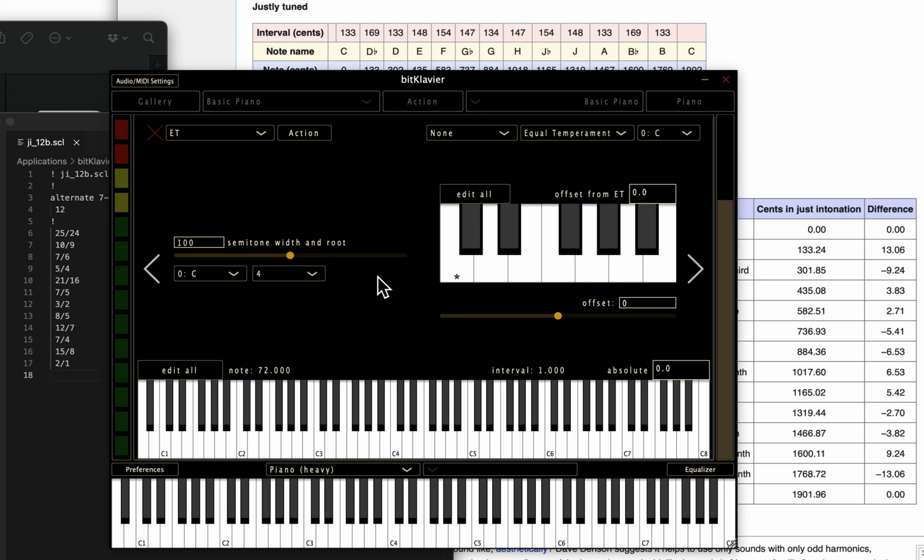So this is an equal tempered chromatic scale. Each half step, each semitone is 100 cents. However, with this we can set it to be whatever we want. So let's say we want this to be a quarter tone keyboard. I'll set it to 50.